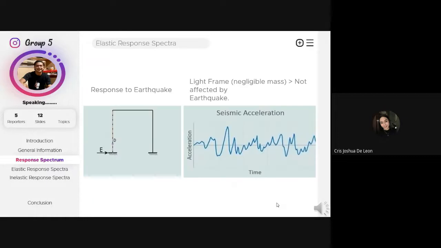Next is response to earthquake. Light frame, negligible mass, not affected by earthquake. So pag light frame daw po ay hindi gaano maapektuhan ng earthquake.